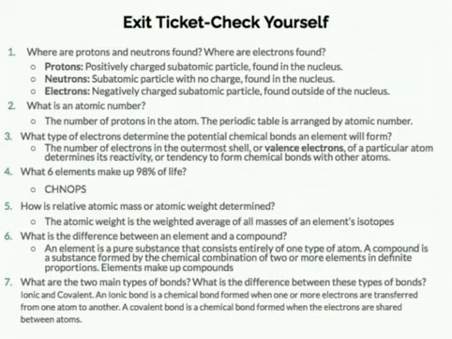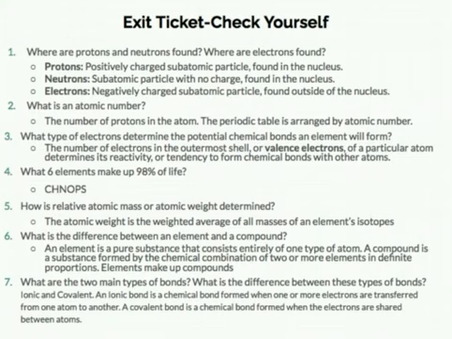Protons and neutrons are both found in the nucleus. Remember, protons are positively charged. Electrons are found outside of the nucleus, and they are negatively charged. The atomic number is the number of protons in the atom, and the periodic table is arranged by the atomic number. The number of electrons, number 3, in the outermost shell, or valence electrons, of a particular atom determine its reactivity or tendency to form chemical bonds with other atoms.